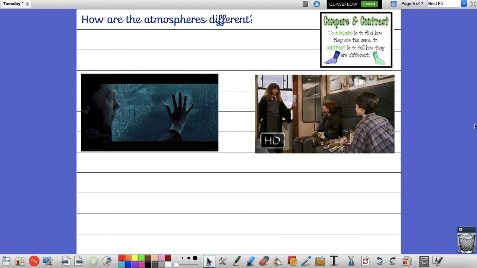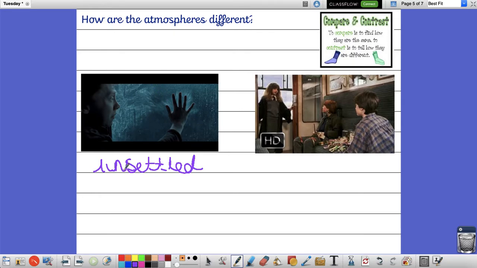Okay, so we're looking at how the atmospheres are different in these two films. So let's have a look at the third film first of all, the one that we have been looking at in more detail. When you watch the film, you should have noticed that the weather gives away a lot about what's actually happening outside. And I would say that the weather was quite unsettled. So I'm going to write the word unsettled down. Okay, so unsettled, the weather's quite unsettled outside.